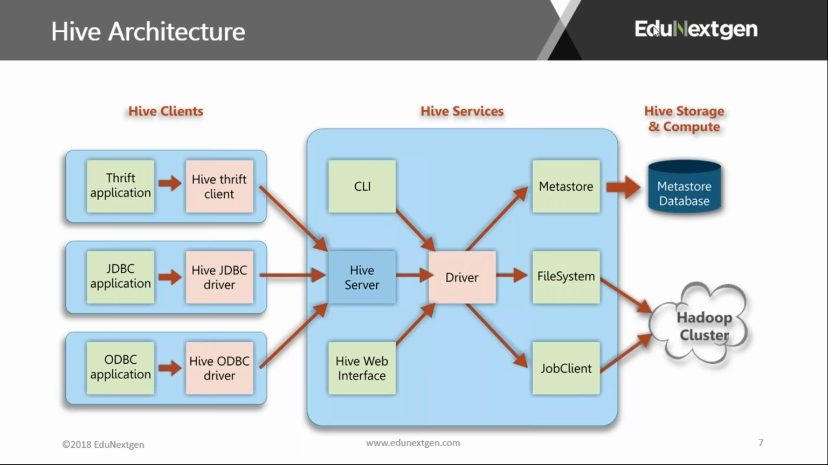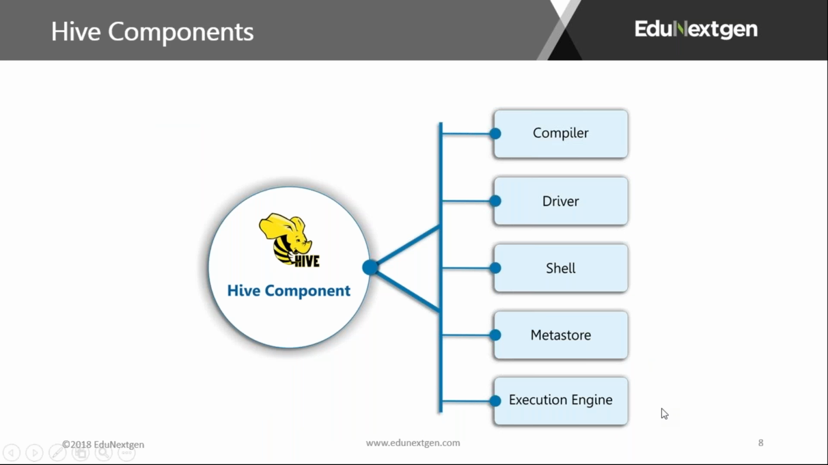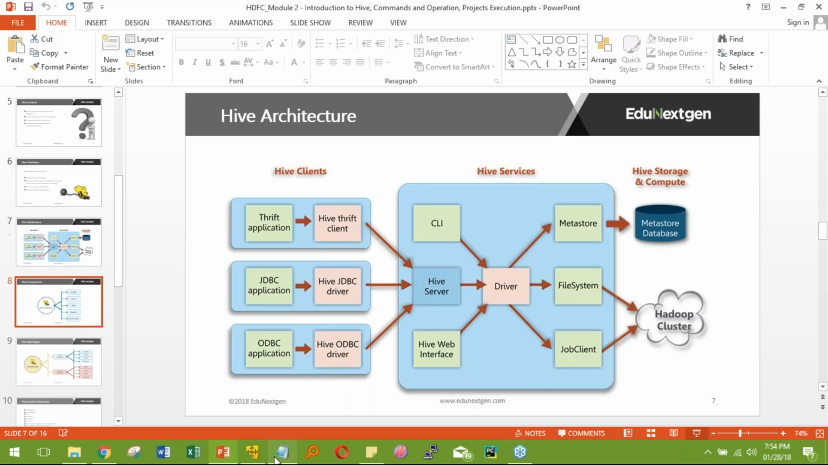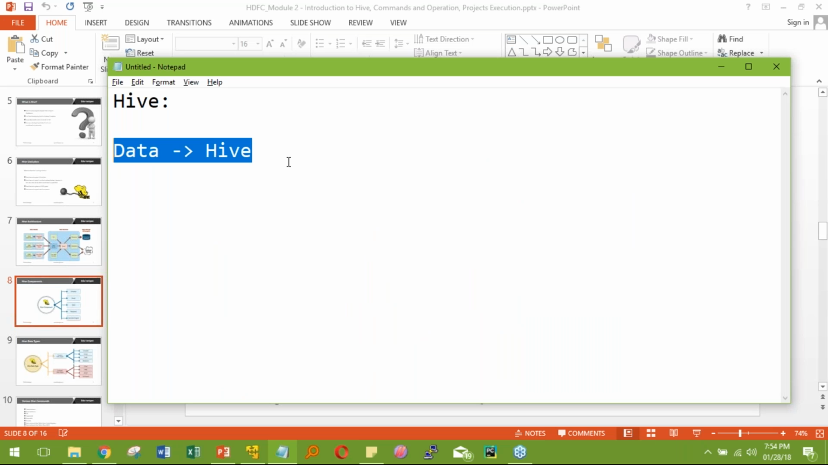Okay. And after that, let's see what's there. Yeah, Hive components, right? The same thing we were talking about: we will have a compiler, then driver, then shell, then metastore, and execution engine. Okay, so I'm just opening my notepad and let's try to understand what's there.